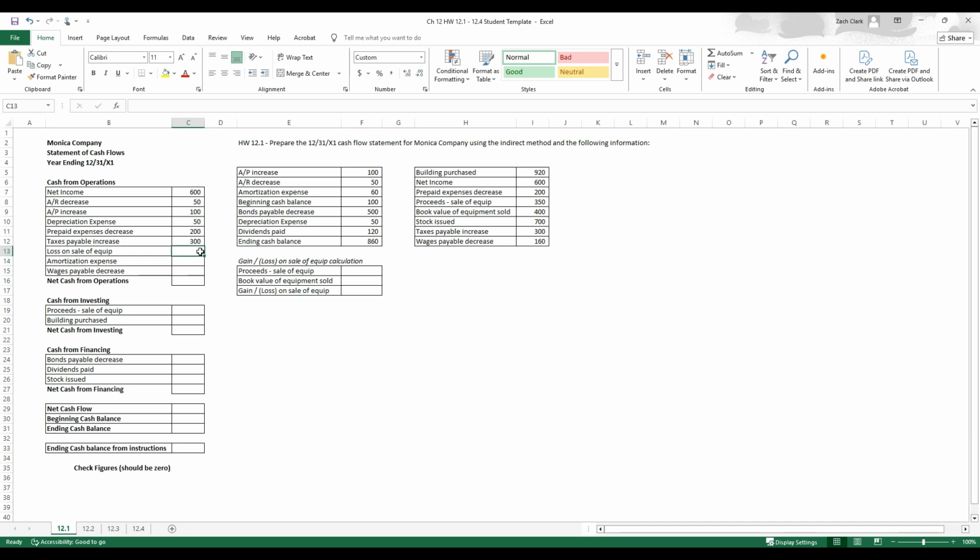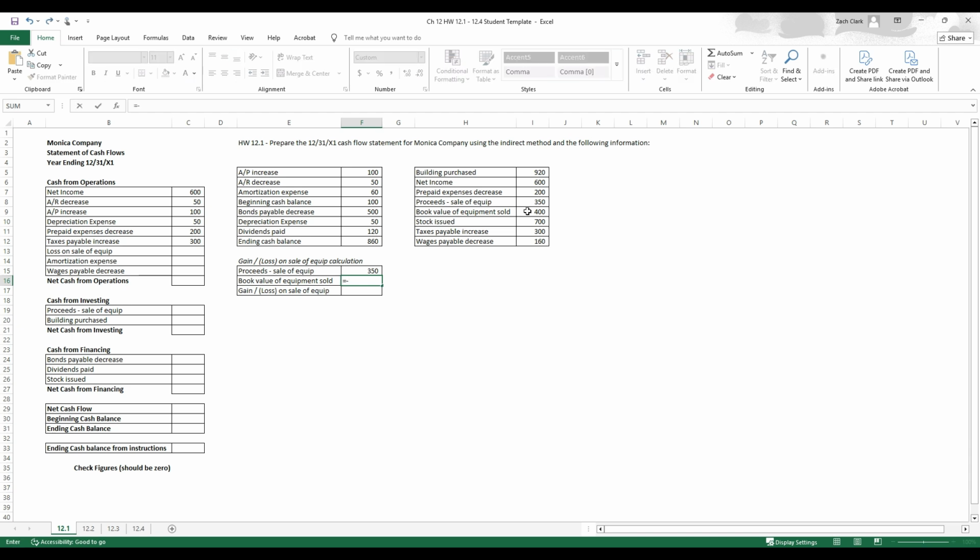Okay, loss on sale of equipment. So that was, again, a non-cash reduction leading to net income. So we need to add that back. But this one we have to actually calculate here. So it tells us a few things here. It tells us that the proceeds, so the cash received from the sale of equipment, was $350. It tells us that the book value of the equipment when it was sold was $400.